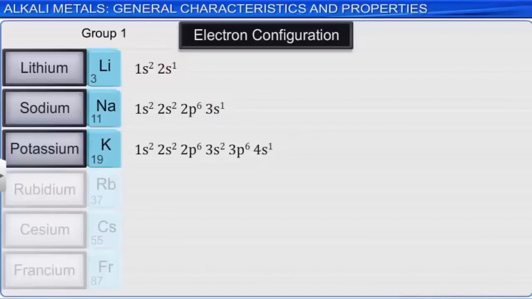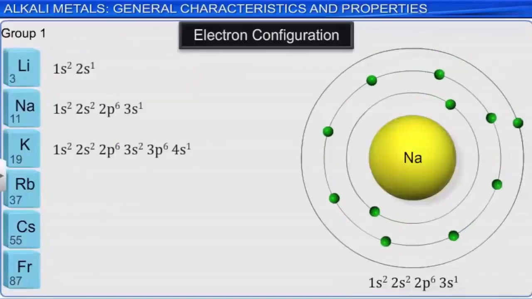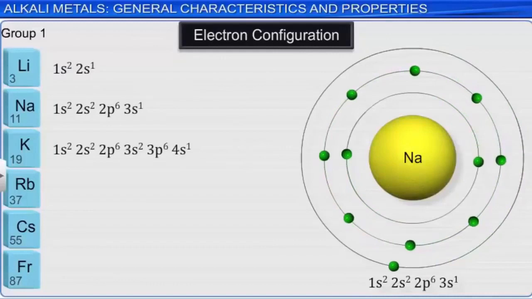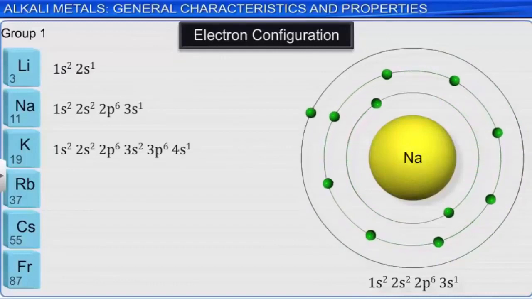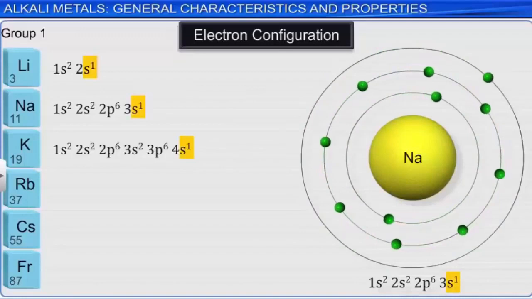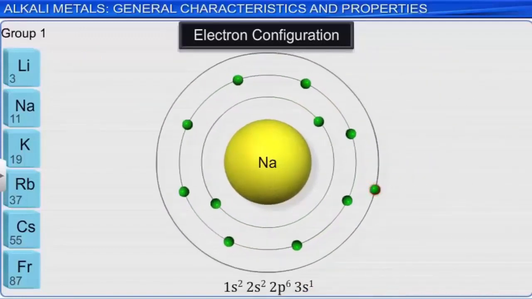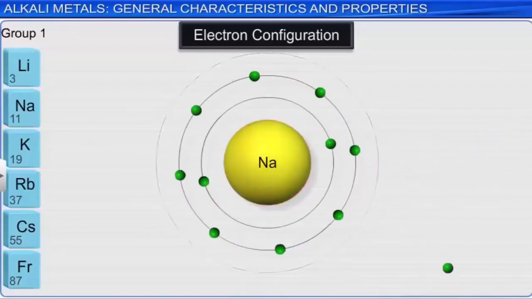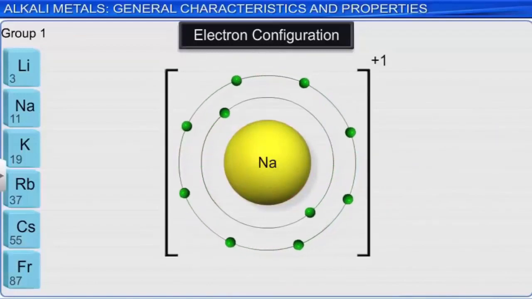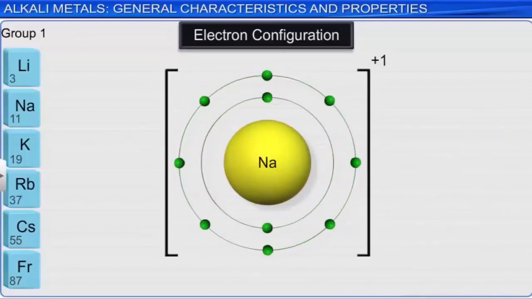Up to potassium, we can see the valence orbital has s1 electronic configuration. That's why these elements are called 1s block elements. Here in this module, you could see the electronic arrangement of a sodium atom. Sodium contains 11 electrons. The yellow ball is the nucleus and the green small balls are electrons. In the first orbital, that is the 1s orbital, there are 2 electrons.